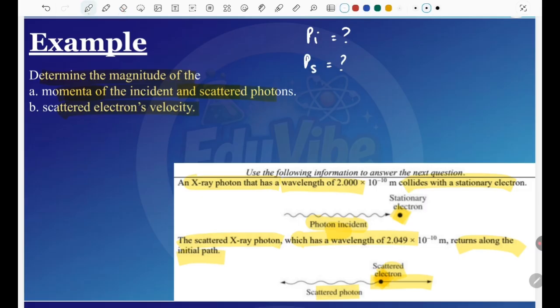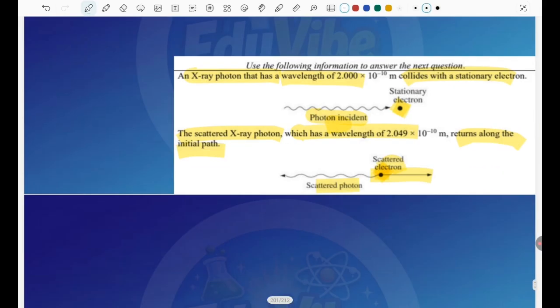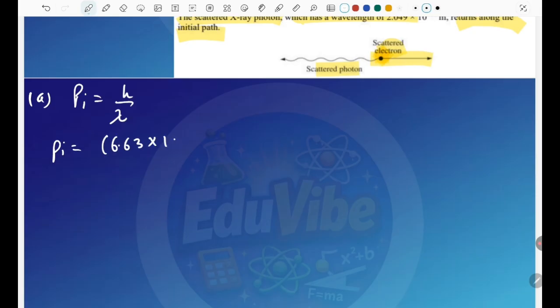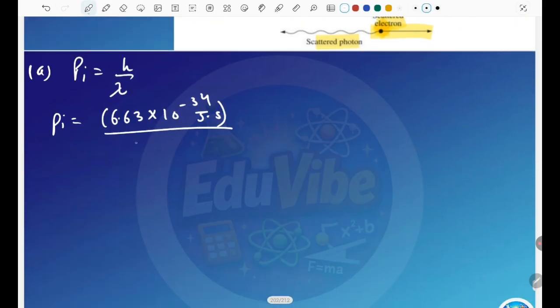And we also have the wavelengths for both, and we have the formula for this. If you want to find the incident photon momentum Pi, we have h upon wavelength, not the mass times velocity, because we're doing the photon momentum. This is the formula for that. And we know that h is equal to 6.63 into 10 raised to minus 34 joule seconds. We use that h always in this.